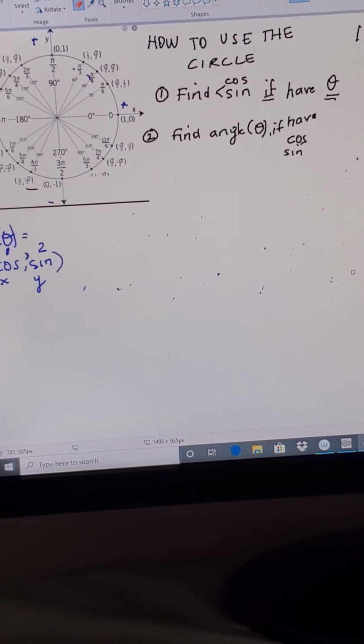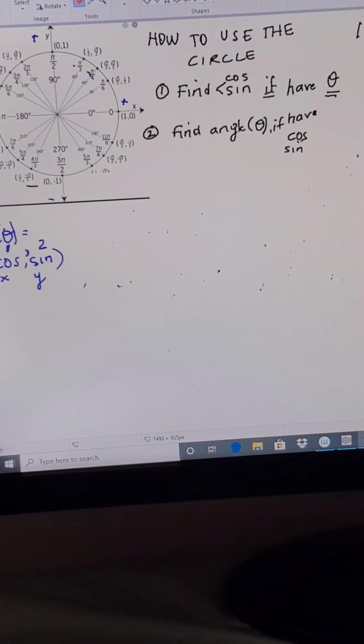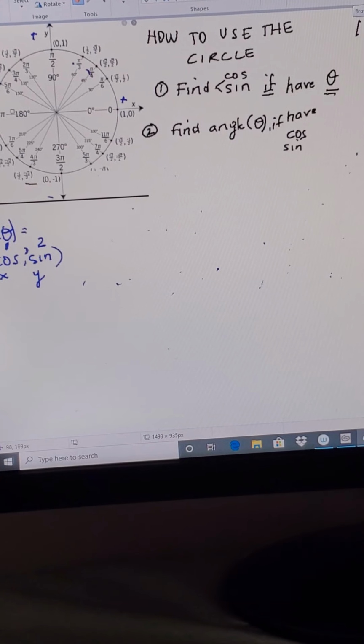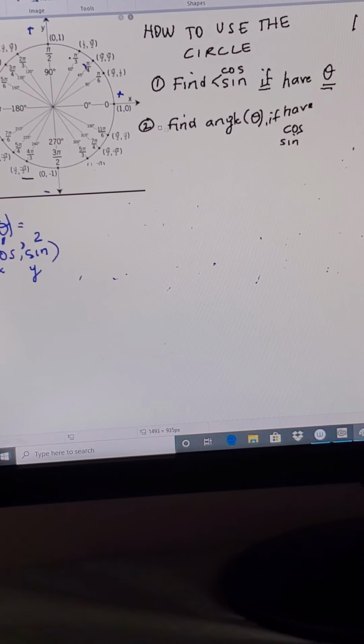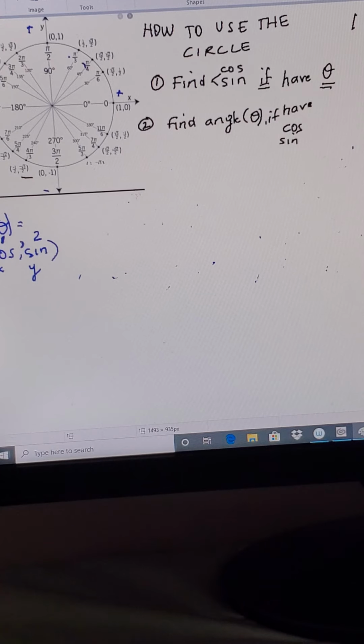Okay, so the second way, there's another color here, red. You have to now find the angle. There are 16 angles here. The answer is going to be one of these 16. We're not just going to guess. We're going to use the clue about their sine or cosine. So for example, I'm looking for an angle.